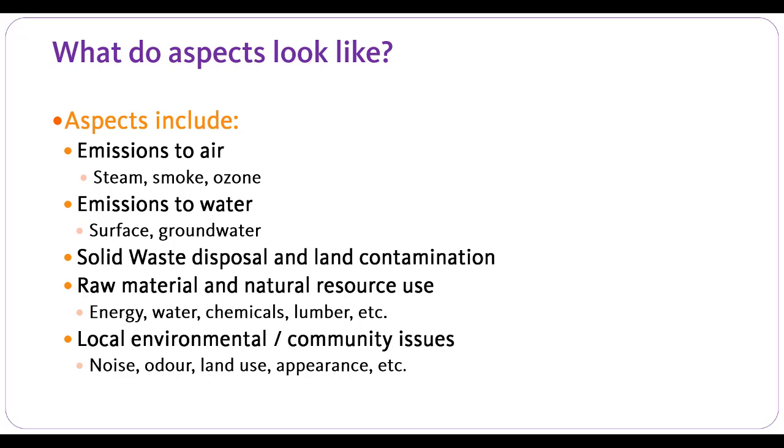There's raw material and natural resource use. That's very common. So energy, water, chemicals, lumber, so electricity consumption, fuel consumption, anything like that, chemical consumption, those are all aspects you need to look at in your organization. And then there's local environmental or community issues. So maybe your factory or your business has a lot of noise that could damage the environment or upset the local community, odours and smells, using your land, maybe the appearance. In some cases you've painted the building orange when that may upset the community. So that's what aspects look like.